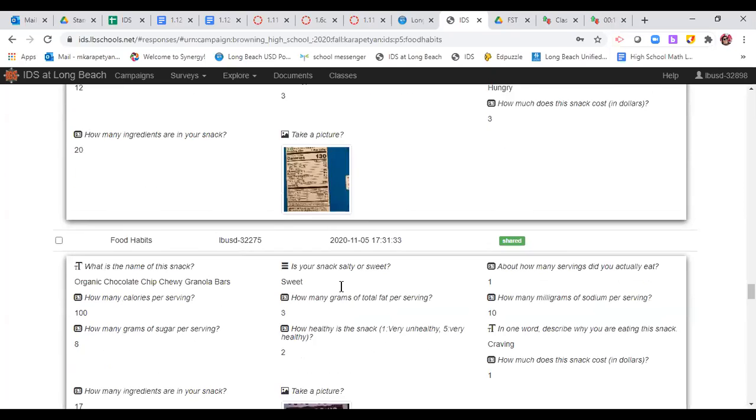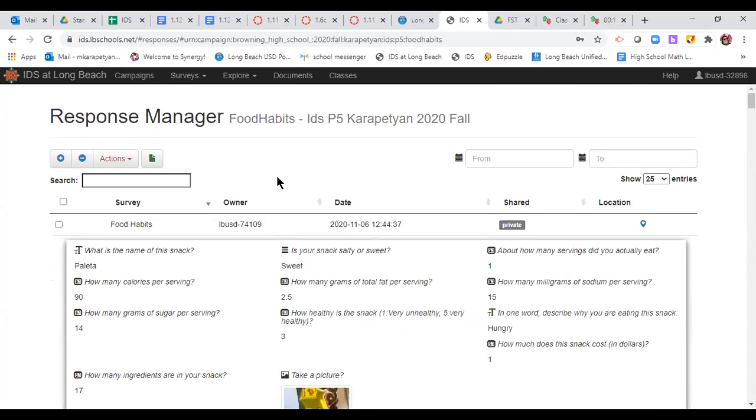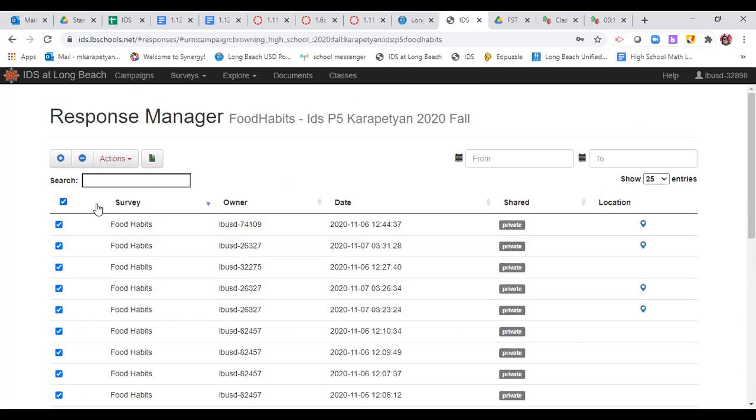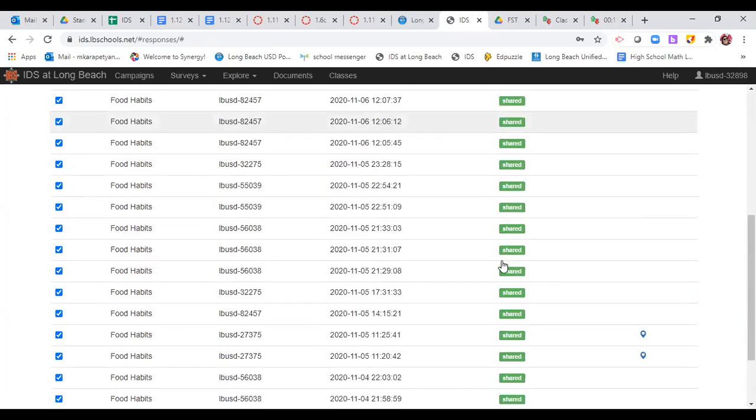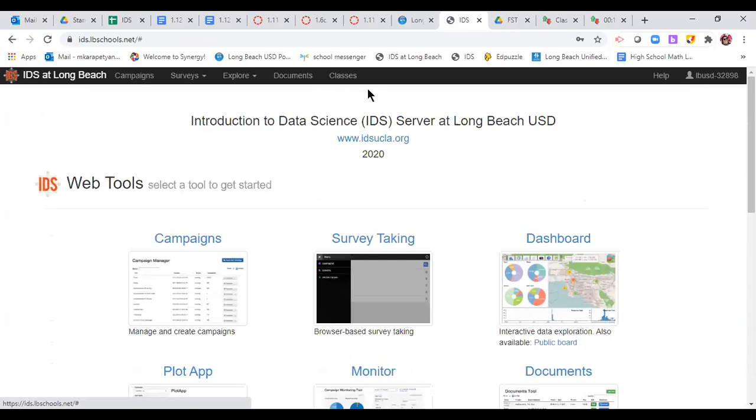Okay, so we can go through and look at all 400 of our data sets, but we don't want to do that right now. So what I'm going to do is collapse this. I'm going to select all of our data and share it so that all of our data is shared. Okay, so then I'm going to go back to my home page. So what I want to show you now is the dashboard. Okay, we're going to be looking at the dashboard here.